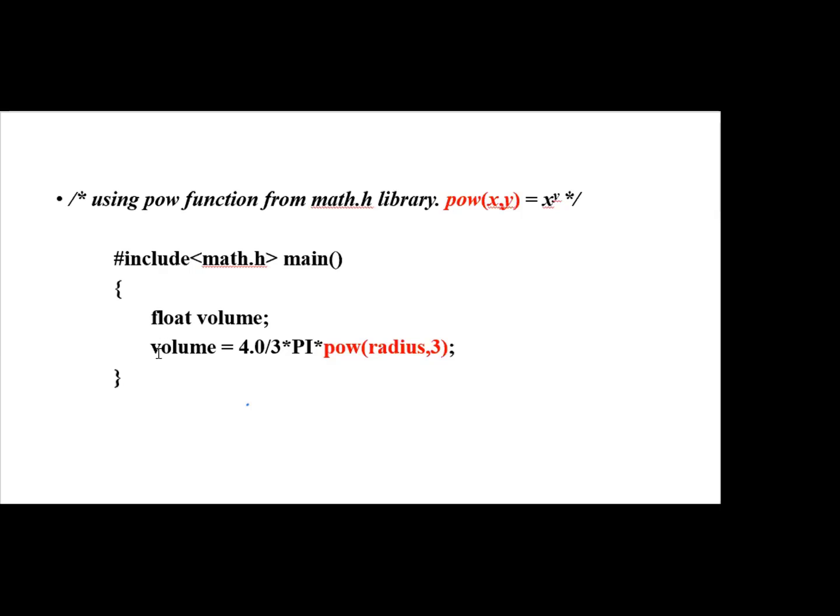So we can write flood volume is equal to 4 by 3 into pi into, instead of writing radius into radius into radius, we can use the power function. We can say pow radius comma 3. Whatever the radius value, it will be multiplied 3 times, to the power 3. If it is 5 times, then you can write 5. This makes our work easier. So instead of writing radius into radius many times, we can just use the power function. It's a function from the math library.